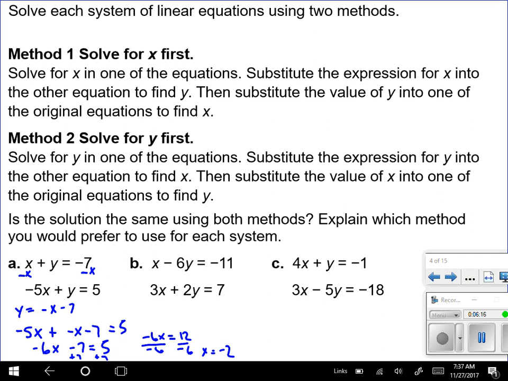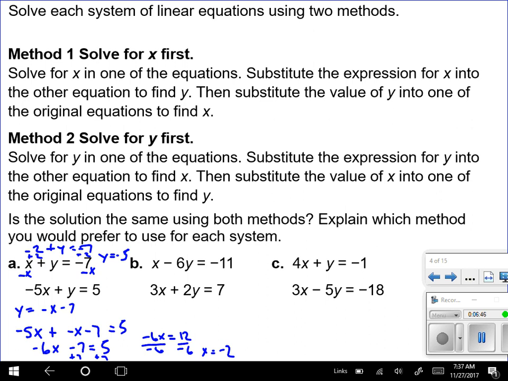So now I'm going to substitute the value of x into one of the original equations to find y. So negative 2 plus y equals negative 7. If I add 2 to both sides, y would equal negative 5. So, did I get the same thing both times? Negative 2, negative 5? I, in fact, did. So, I should be good to go.